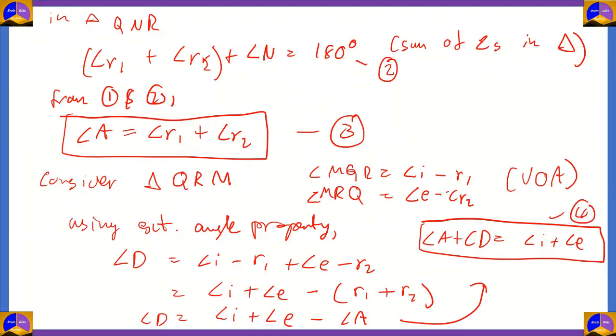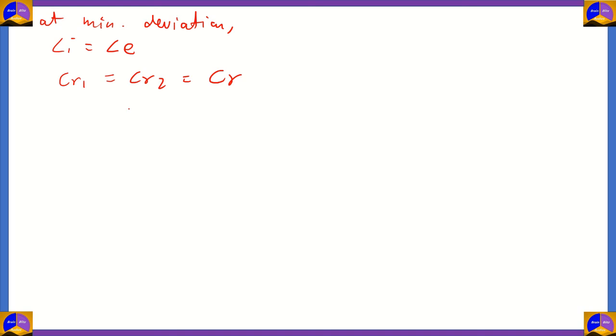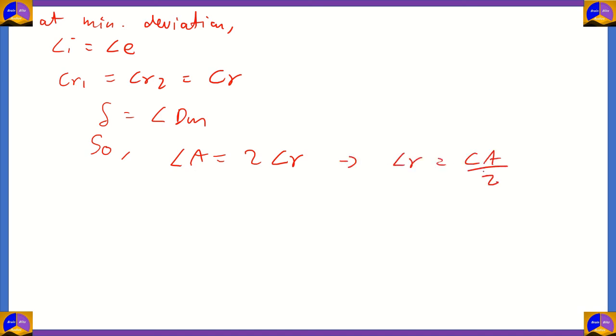Now angle D is referred to as the angle of deviation. If we increase the angle of incidence, the angle of deviation decreases and reaches a minimum value, and then it starts to increase. So at minimum deviation, we have angle I equals angle E. Therefore angle R1 equals angle R2, and they become a common angle R. And let's take delta as the minimum angle of deviation. So angle A can be written as 2 times angle R. Therefore angle R can be written as angle A divided by 2.